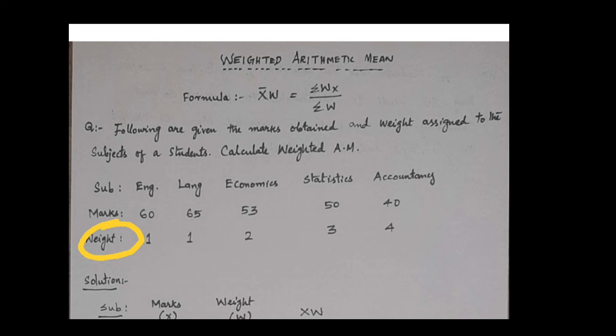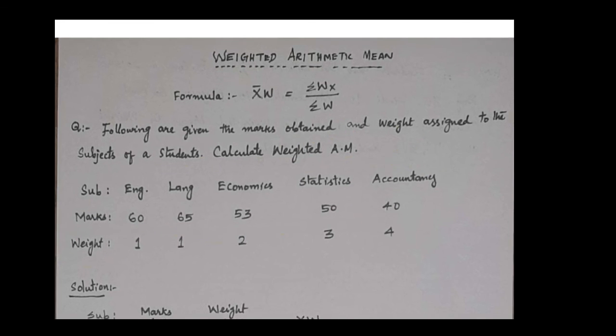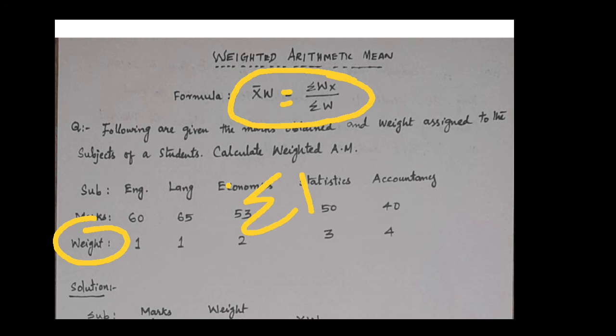These are the normal questions when you saw the raw series. There is a subject and marks, and we have to calculate with the normal formula, sigma x divided by n. In addition to this, in the weighted arithmetic mean, the weight of the subjects, that is the variables, will be given. We have to multiply this. This is the formula for the calculation of the weighted arithmetic mean: sigma w x divided by sigma w.